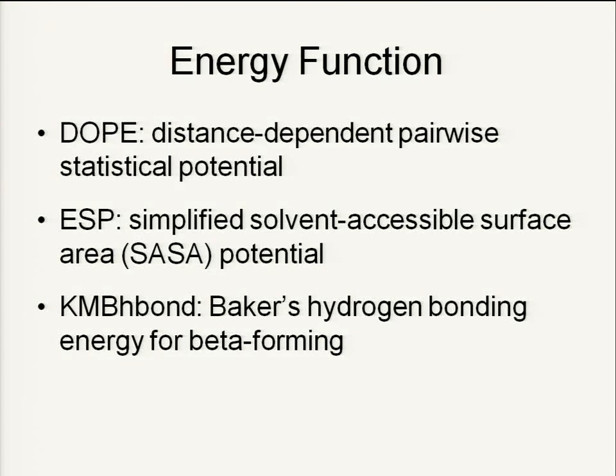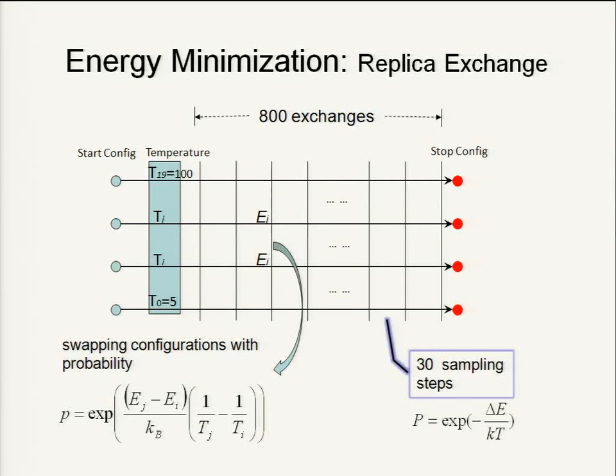The energy function we used has 3 terms. DOPE is a distance-dependent pairwise statistical potential. EPAD is a simplified solvent-accessible surface area potential. KMB bond is Baker's hydrogen bonding energy for beta formation. The energy minimization method we use here is replica exchange. In our experiments, we have used 20 replicas with temperatures from 5 degrees to 100 degrees.